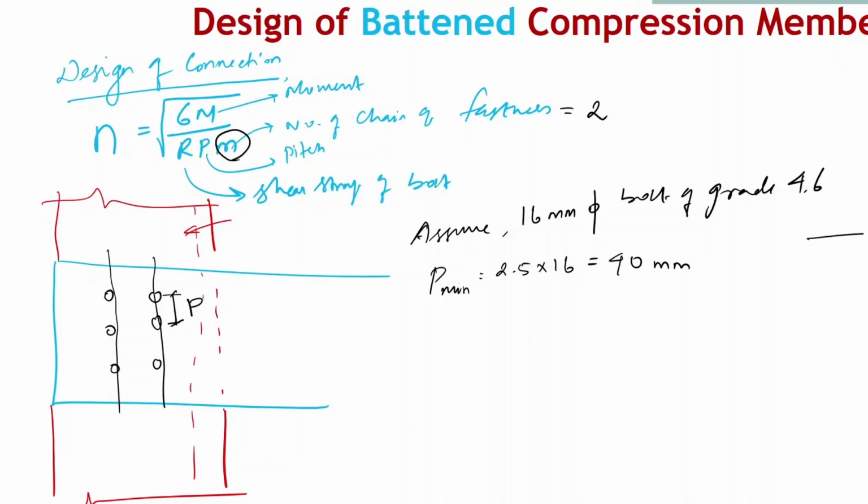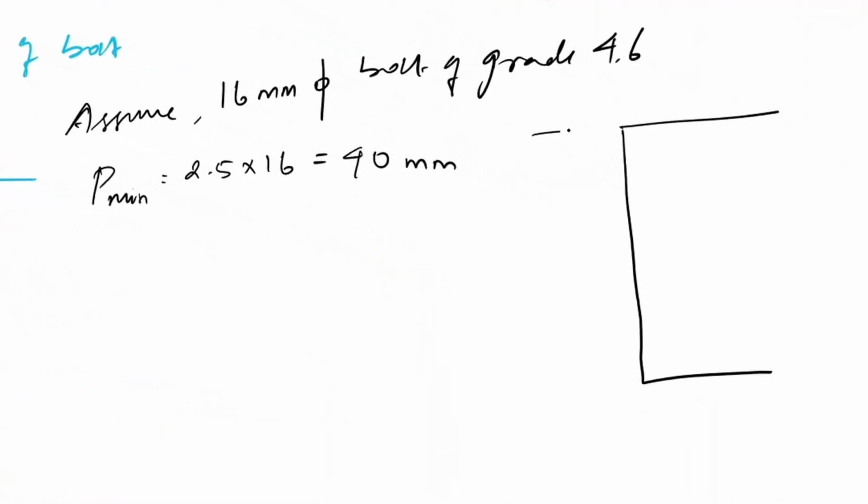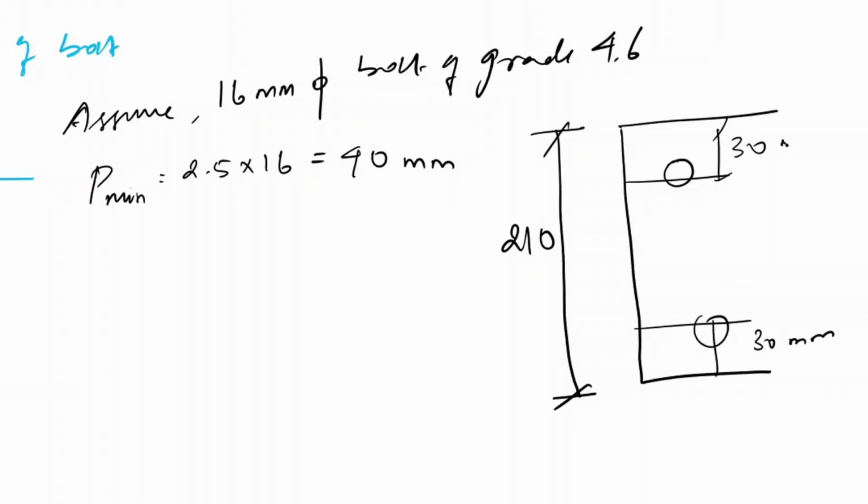I can provide even more than 40 mm. And now I need to calculate, suppose I am providing 40 mm as the pitch, how many bolts can be arranged in one chain? So the total width of my member is 210 and in that the edge distance is 30 mm. So how much is the remaining in between? If you subtract 30 from 210, it is 150. That is the effective depth of batten.